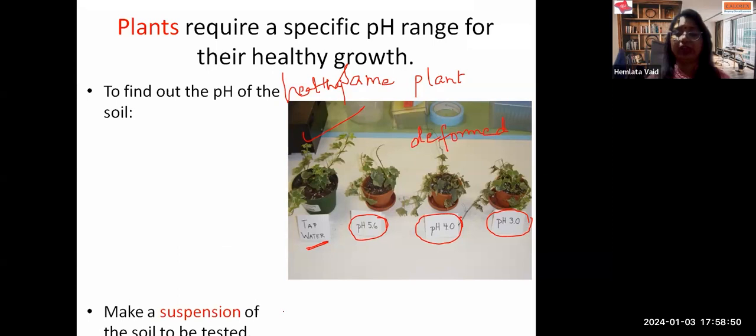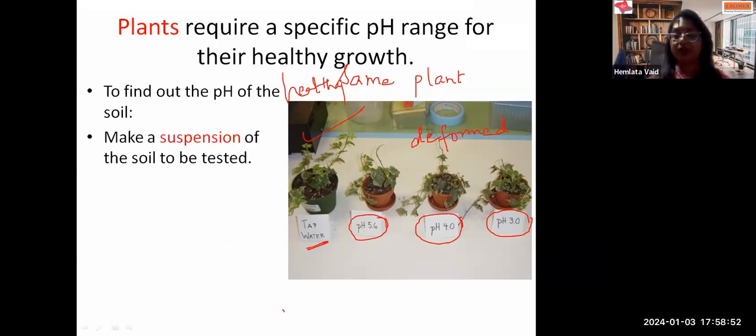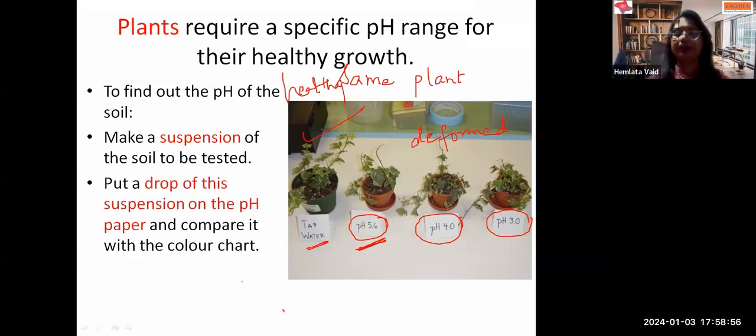So we should take care of the soil in which we are growing the plant, also the water with which we are watering the plants. It should not be acidic. It has to be neutral. So this was the second effect.